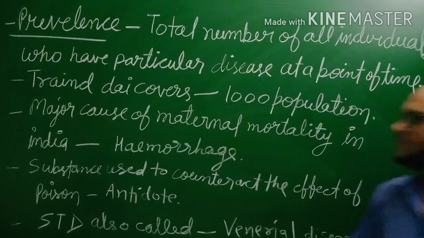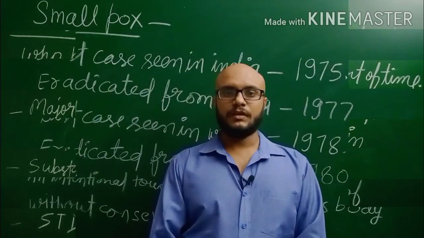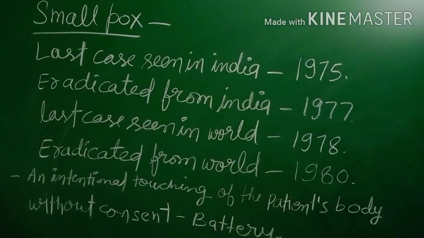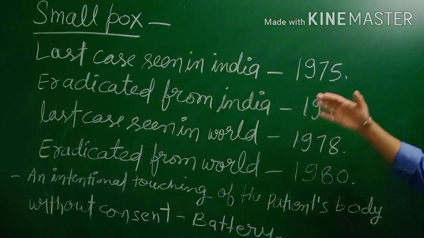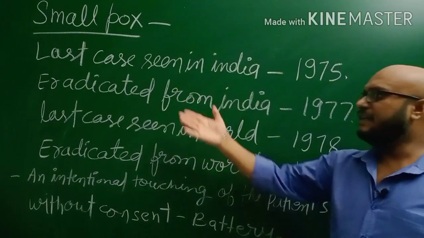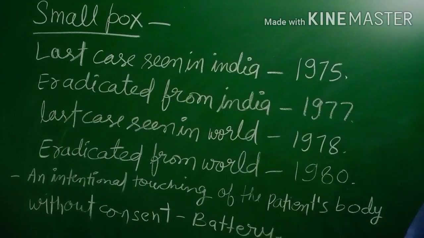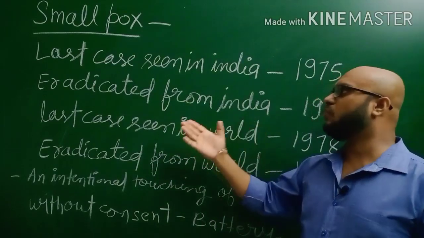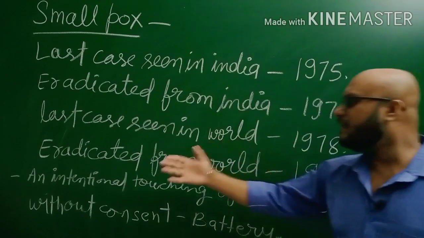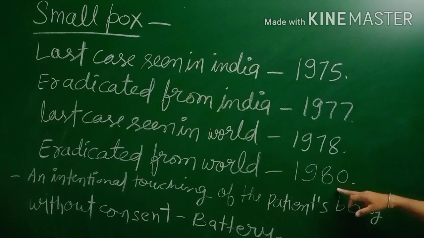Sexually transmitted diseases, STDs, are also known as venereal disease. Now let's talk about smallpox. Last case of smallpox disease seen in India was in 1975. Smallpox disease was declared eradicated from India in 1977. Last case of smallpox disease seen in the world was in 1978. Eradicated from the world in 1980.